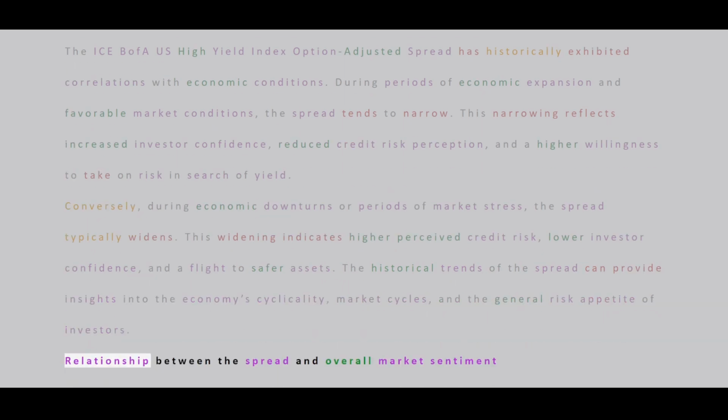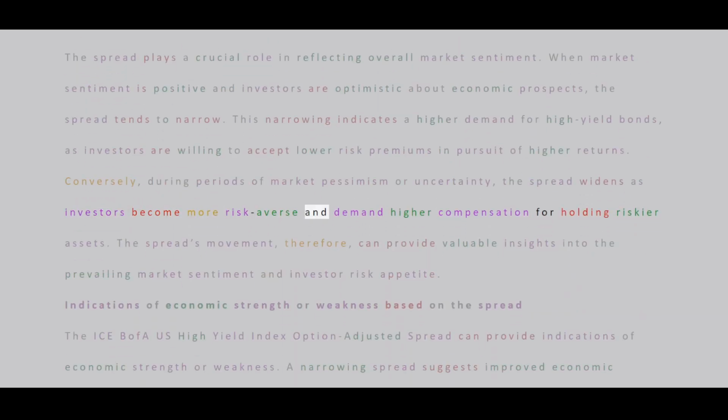The historical trends of the spread can provide insights into the economy's cyclicality, market cycles, and the general risk appetite of investors. Relationship between the spread and overall market sentiment. The spread plays a crucial role in reflecting overall market sentiment. When market sentiment is positive and investors are optimistic about economic prospects, the spread tends to narrow. This narrowing indicates a higher demand for high-yield bonds, as investors are willing to accept lower risk premiums in pursuit of higher returns. Conversely, during periods of market pessimism or uncertainty, the spread widens as investors become more risk-averse and demand higher compensation for holding riskier assets. The spread's movement, therefore, can provide valuable insights into the prevailing market sentiment and investor risk appetite.